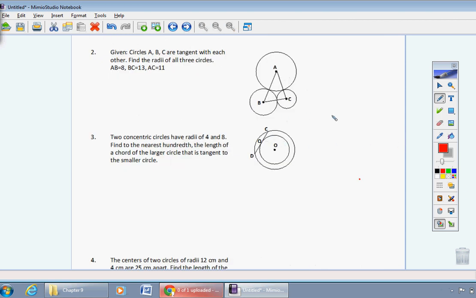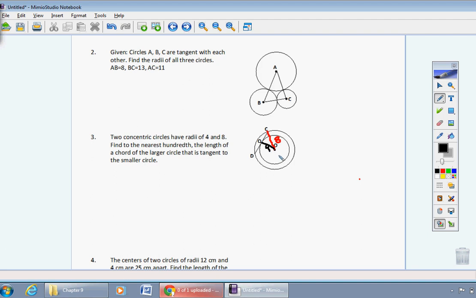If I want to draw the radius of the big circle, I could draw that there, and I know that that is going to be 8. So the radius of my bigger circle is 8. And then I know the radius of my smaller circle is 4. Let's go ahead and draw that in.